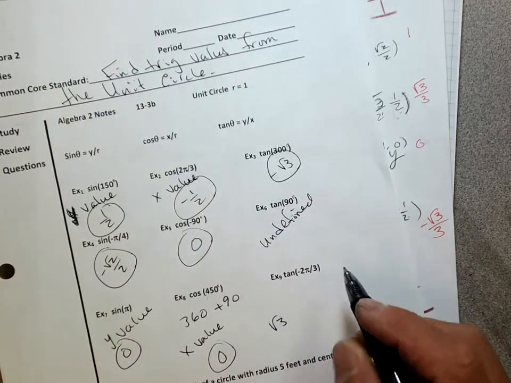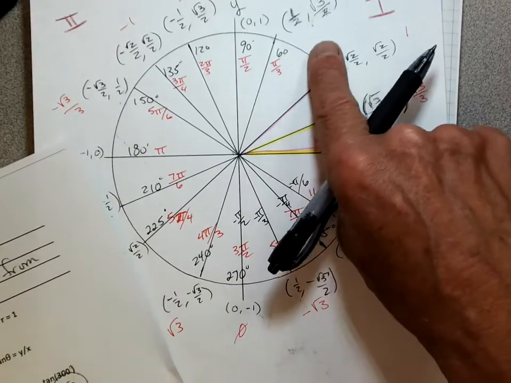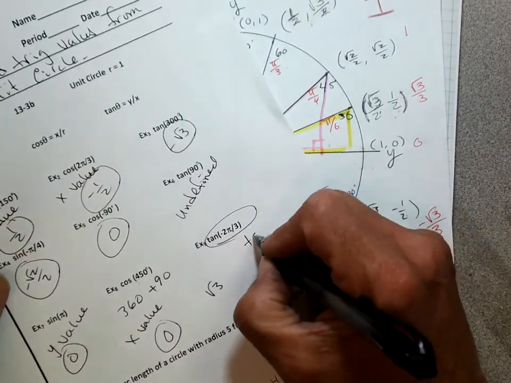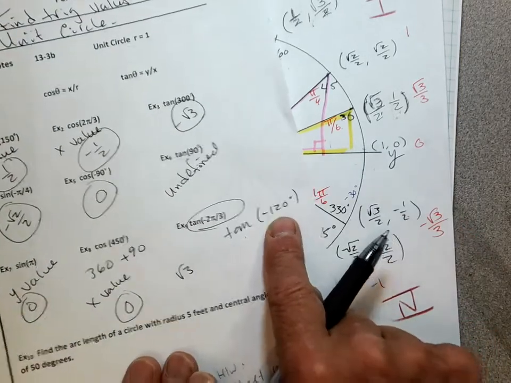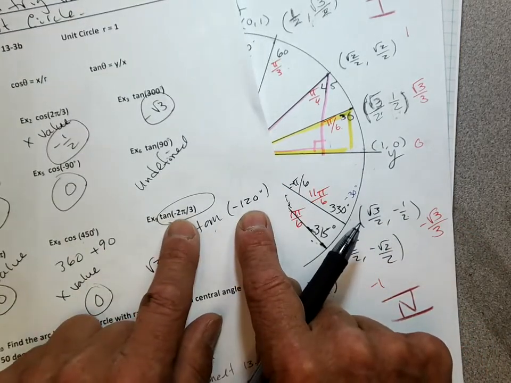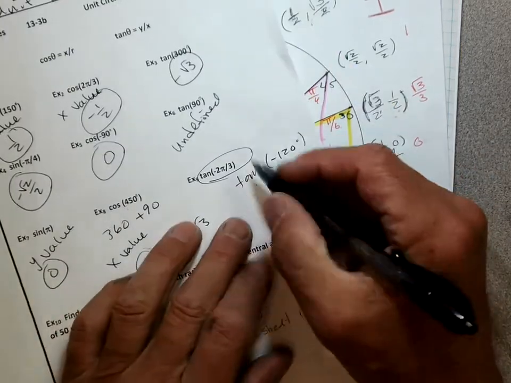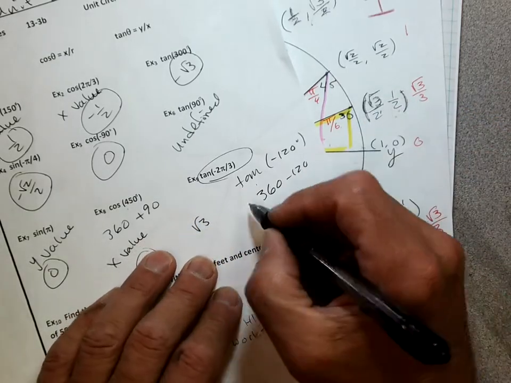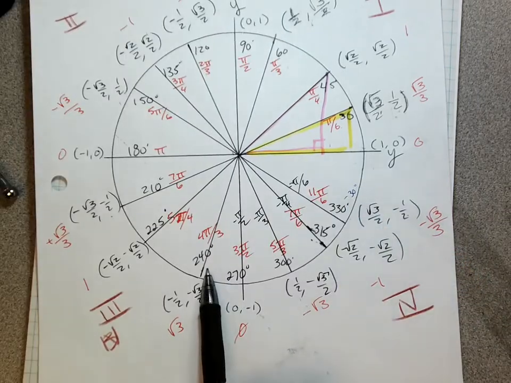Now, if you have a hard time with these negative angles, I'm going to show you another way to do it. So I know 2 pi thirds is equivalent to 120 degrees, right? So that's the same thing as tangent of negative 120 degrees, okay? Say 2 pi thirds is 120. So if I take 360 minus 120, I get 240. So I can go straight to tangent of 240, which is where I was at. Square root of 3, okay?